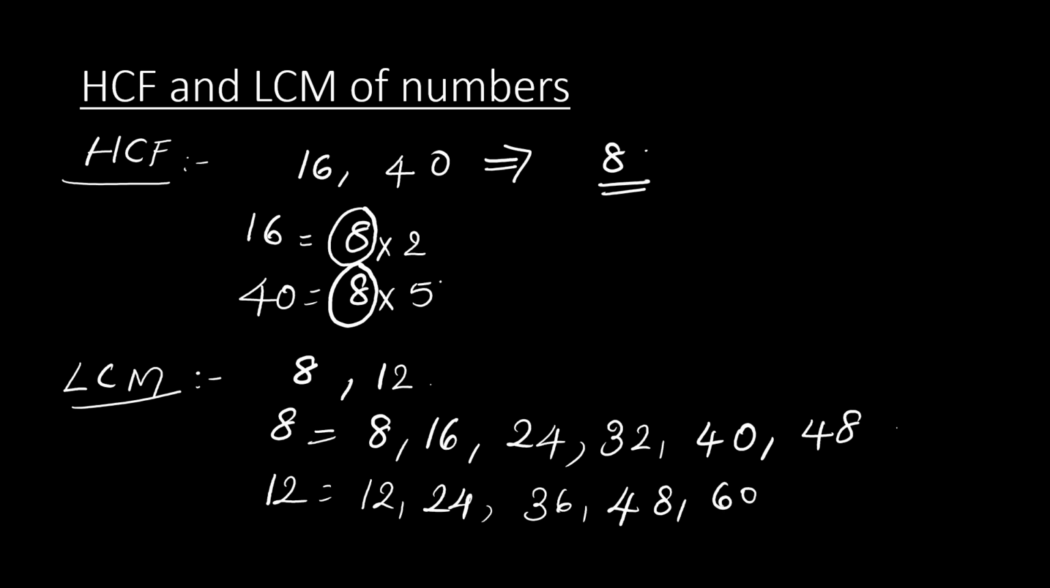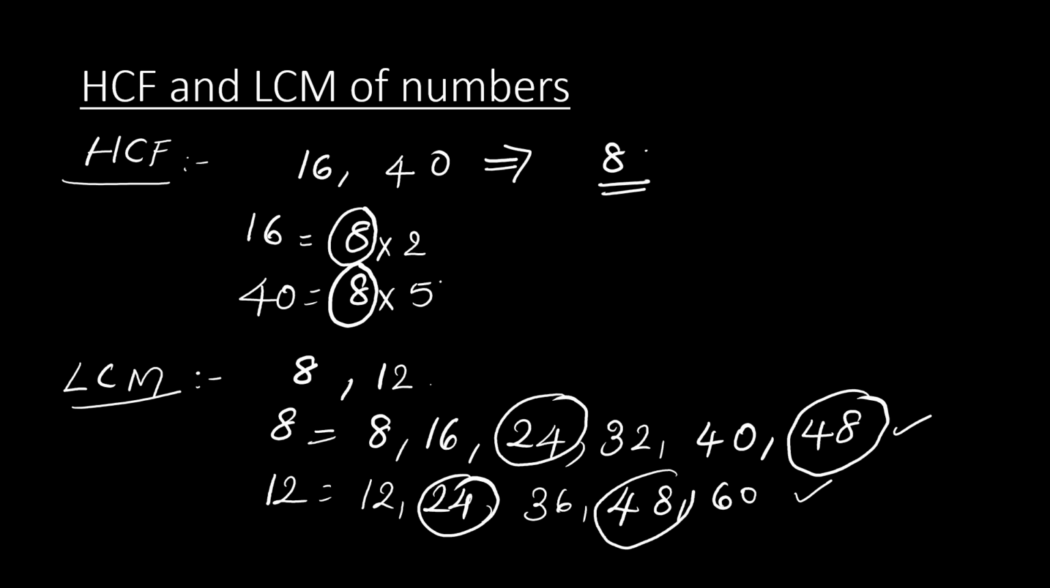Now see which are common in these two. Multiples common in these two are, first is 24. 24 is common in both. Next is 48. 48 is common in both. These are the common multiples. Now take the least one. The least one is 24. Therefore the LCM of 8 and 12 is 24. This is the least common multiple or LCM. Now we have seen what is HCF and what is LCM.